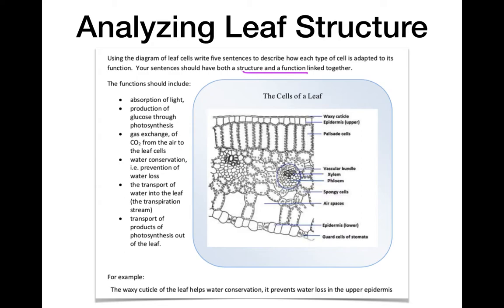Okay. So here's a list of the different functions of a leaf: to absorb light, photosynthesis, gas exchange, conserve water, transport products out. We talked about this a little bit together already, but I want you to try and do this by yourself. An example of a sentence you can say here: the waxy cuticle of a leaf helps water conservation. It prevents water loss in the upper epidermis.